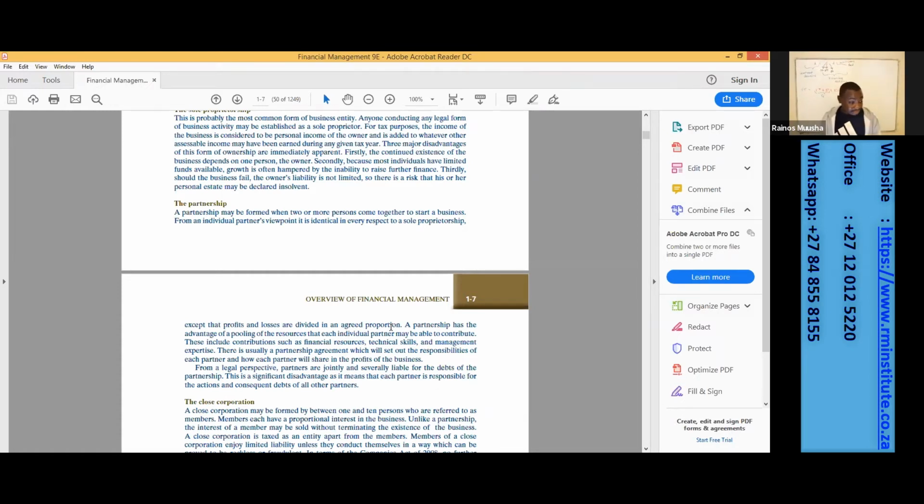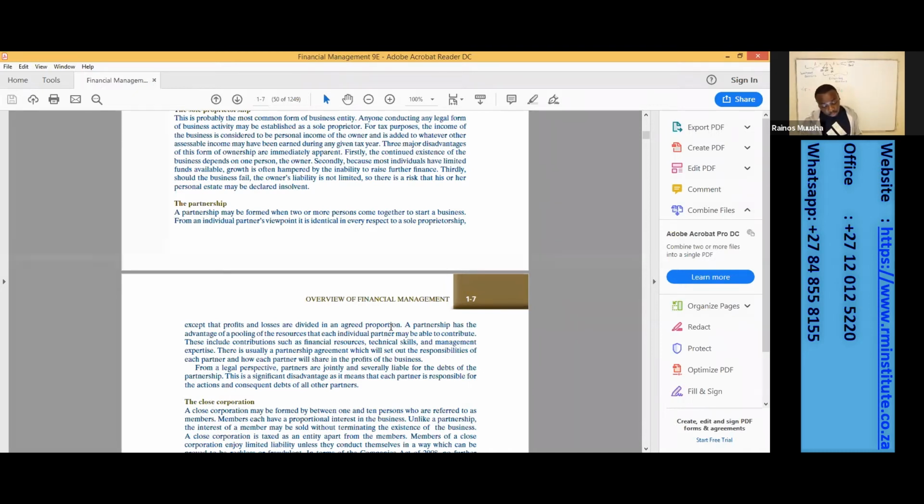So this also comes with its own advantages and disadvantages, mainly because the advantages is that they're able to bring in more resources, they're able to share the skills, they're able to contribute towards the management of the business as well, which means that they're able to be a bit more efficient than a sole proprietorship.